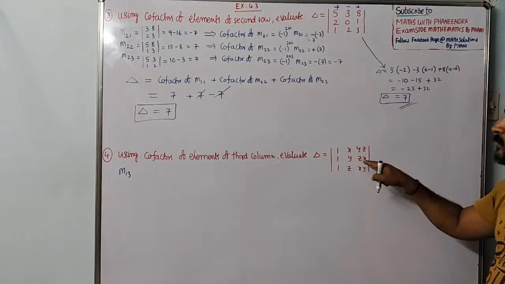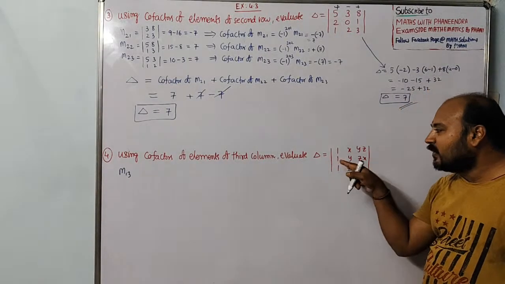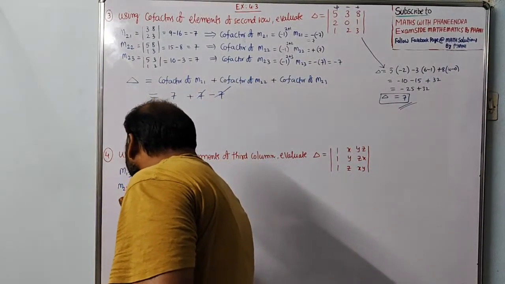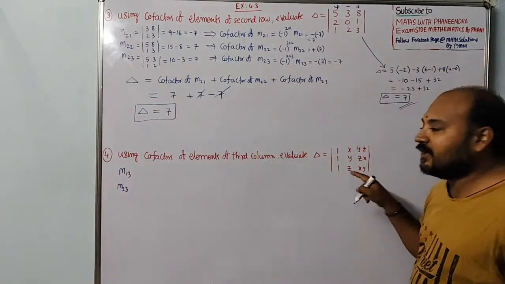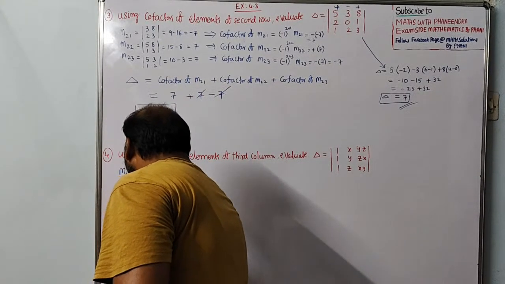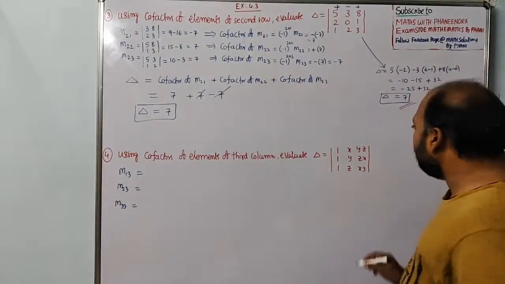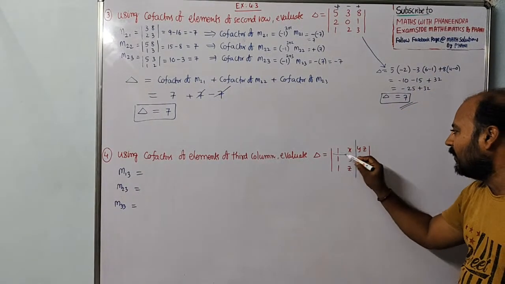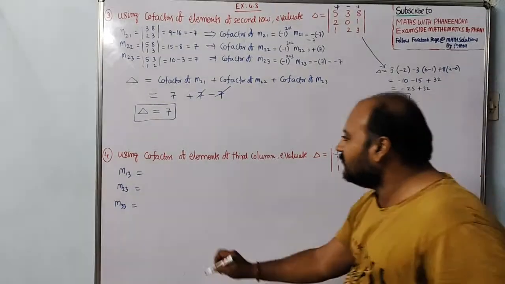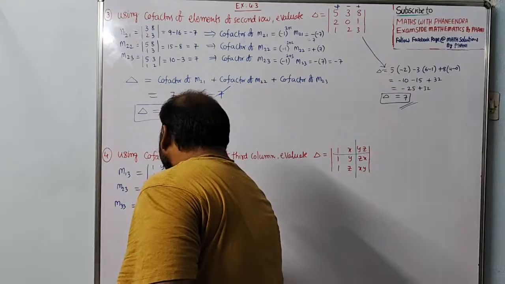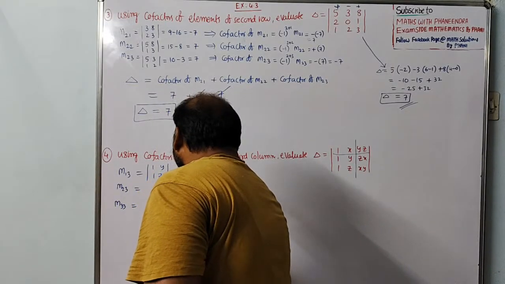Next, M23 will come here. Why? Because 21, 22, 23. M23. Next, M33. First find out M13, which means first row, third column. We are eliminating them. So what is the determinant? So 1 y, 1 z. That means z minus y.